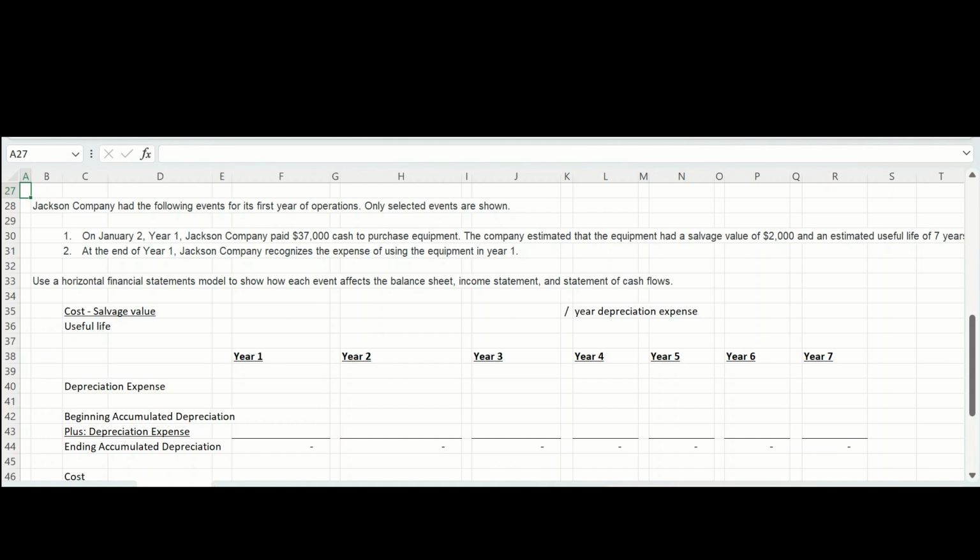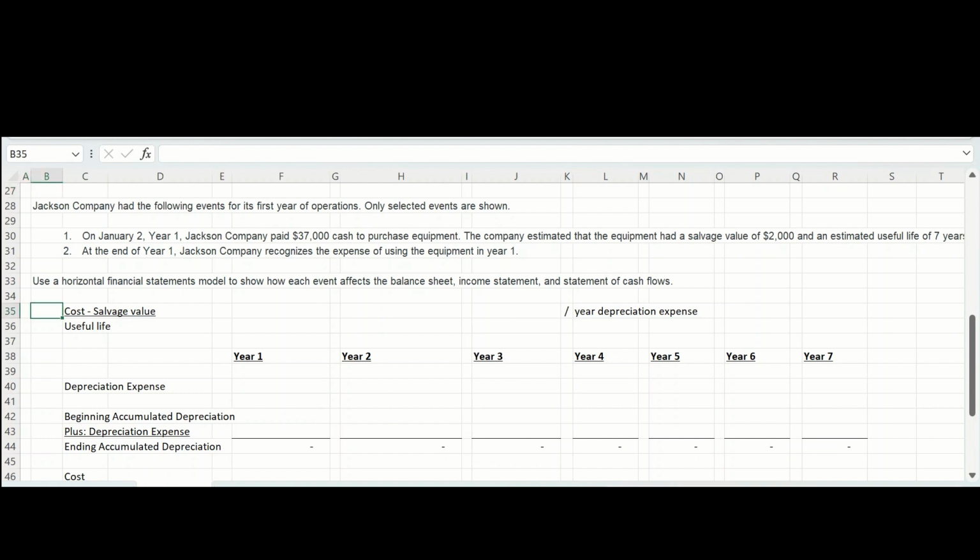And then the question would like us to use the horizontal financial statements model to show how each of these events affect the balance sheet, income statement, and statement of cash flows. So the first thing I want to go through is calculating the depreciation expense, and then how the depreciation expense income statement account and the accumulated depreciation balance sheet account flow and affect one another. So the first thing I'd like to do is calculate the depreciation expense using the straight line method.